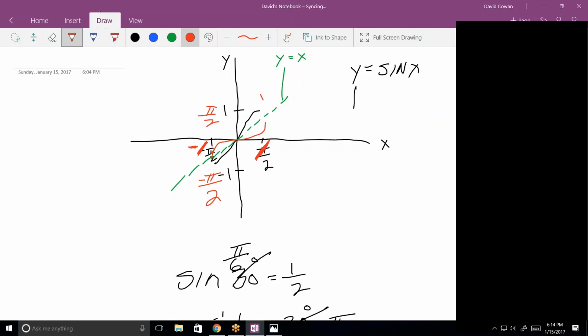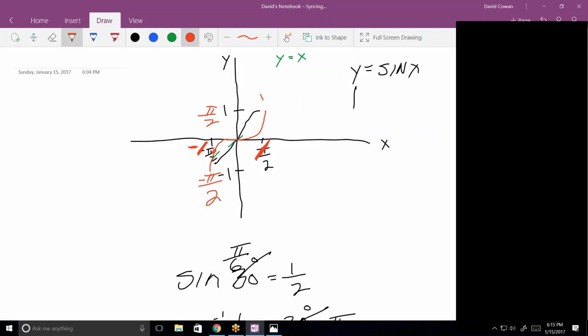So if I erase everything except my red stuff, we erase the green line. We don't really need it, as long as you understand that's how all inverses work. In other words, now the red line is a function. It passes the vertical line test.